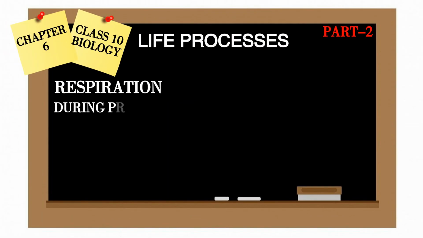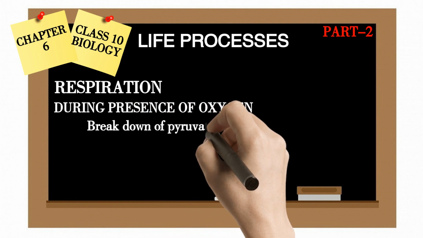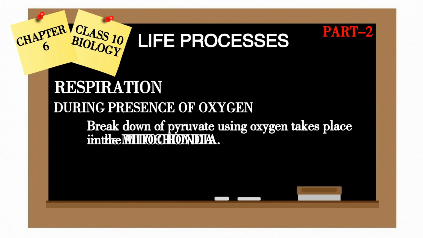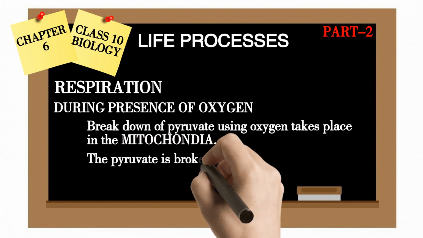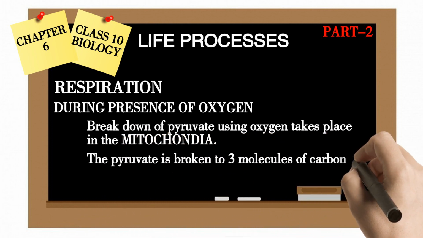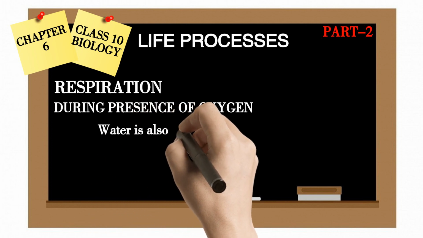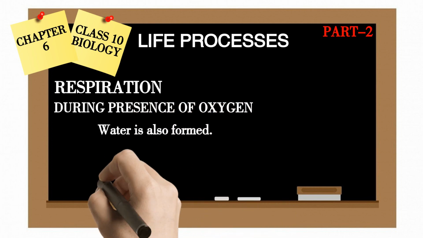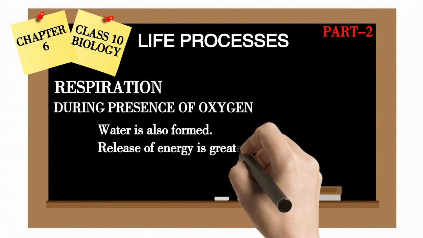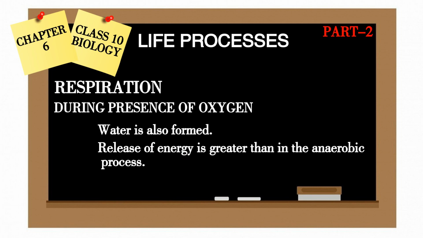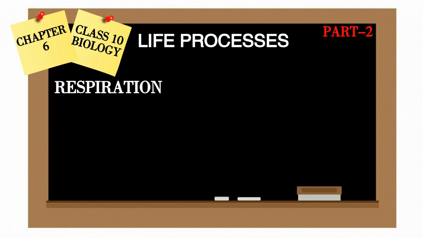During presence of oxygen, the pyruvate is broken down using oxygen and this takes place in the mitochondria. This pyruvate is broken down into 3 molecules of carbon dioxide and water is also formed. The release of energy in the aerobic process is much greater than in the anaerobic process. This is due to the absence of oxygen in the anaerobic process.